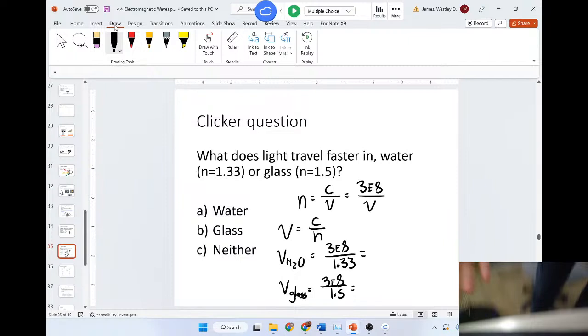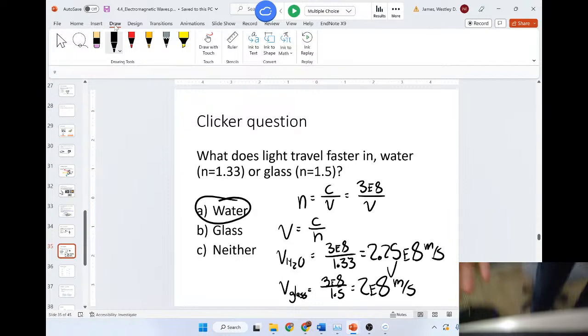So in glass, it is going to be 2 times 10 to the, mine didn't do scientific, so 1, 2, 3, 4, 5, 6, 7, 8, 9. No, 3e to the 8. I miscounted. 3e to the 8. Oh, and this is a good point as well. 3e to the 8 divided by 1.33 is 2.25 times 10 to the 8. And so looking at these, yes, we see that it travels faster in water. That is a bigger number than the bottom one. 2.25 is a bigger number.